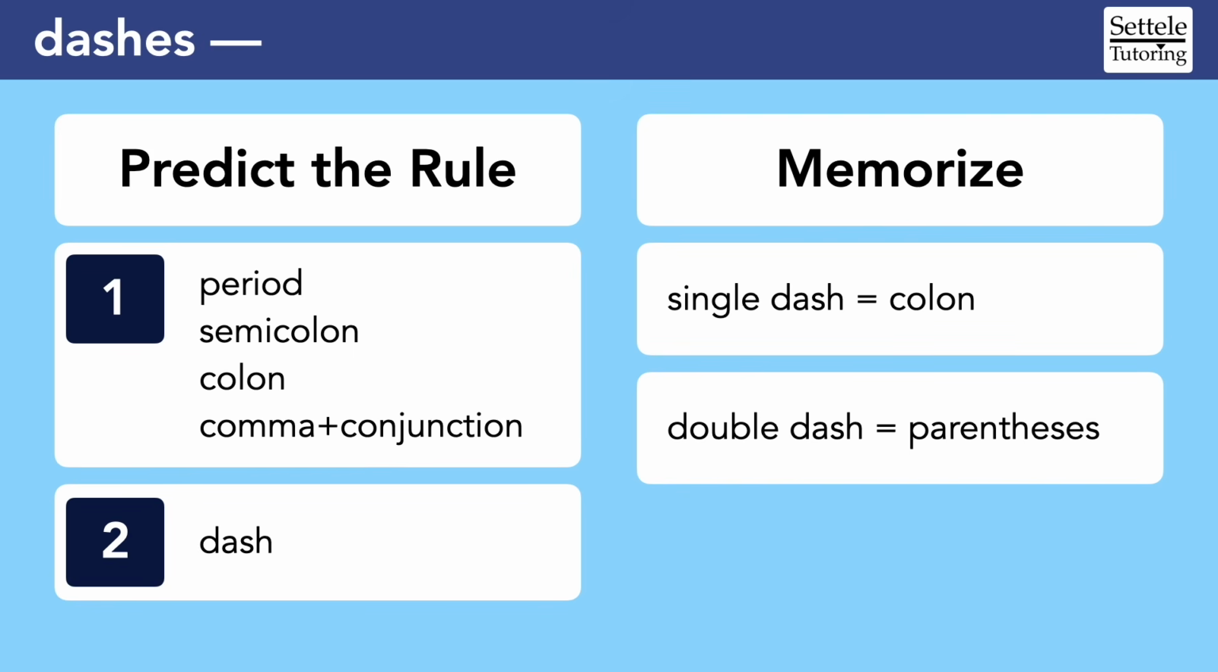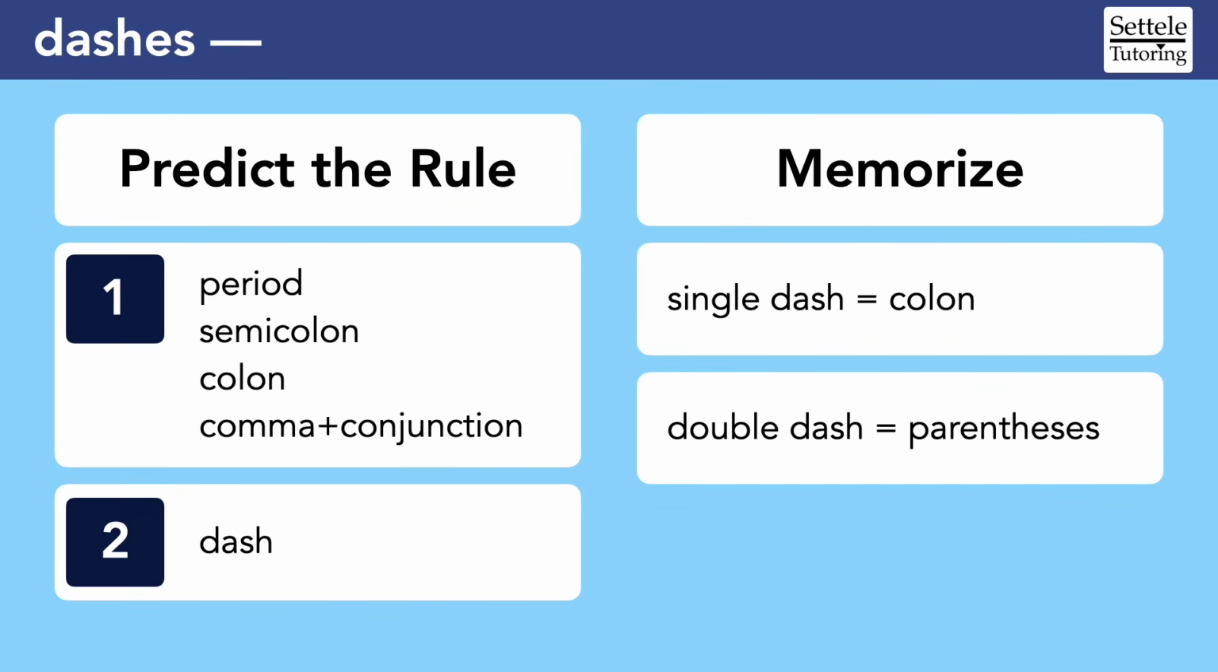If we stick to our predict the rules strategy, this trap shouldn't really be a problem. We should only check choices with dashes after we've eliminated the higher priority punctuation marks. And sometimes, like in the last example, we won't need to check the dash choice at all because we'll be forced to pick another punctuation mark first. But even when dashes aren't in the answer choices, understanding how they work can still be helpful for understanding the structure of the sentences that we're given.